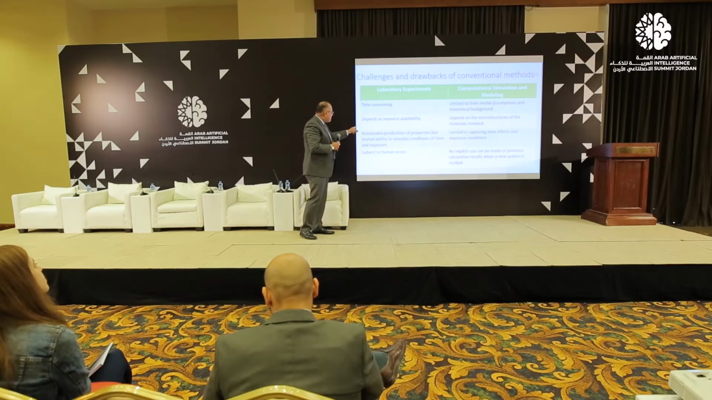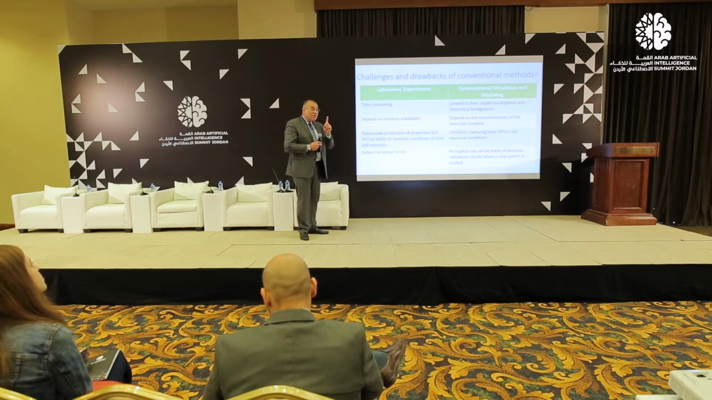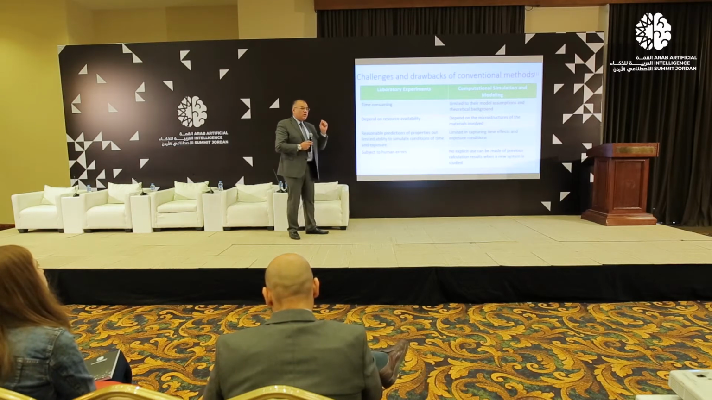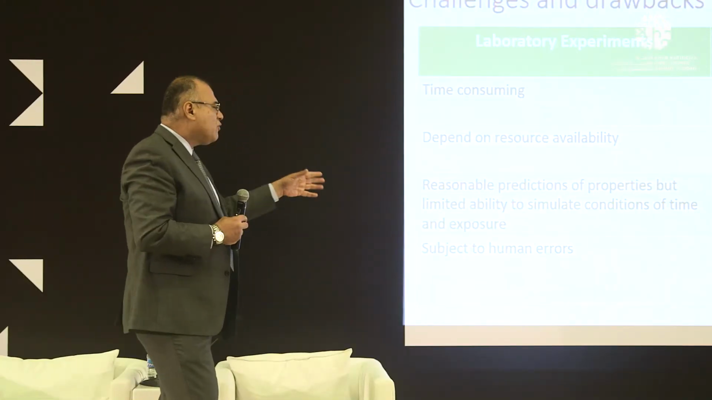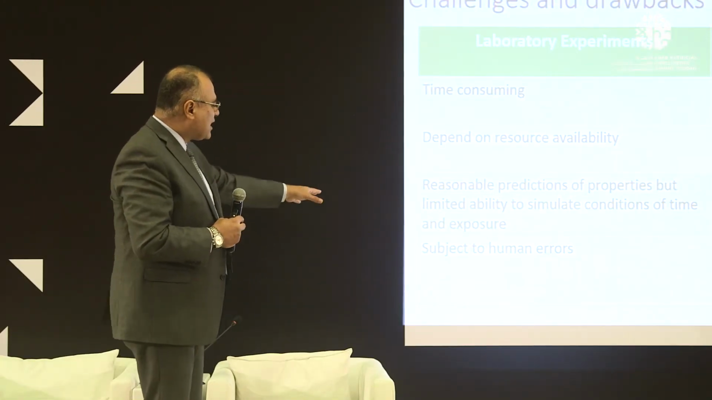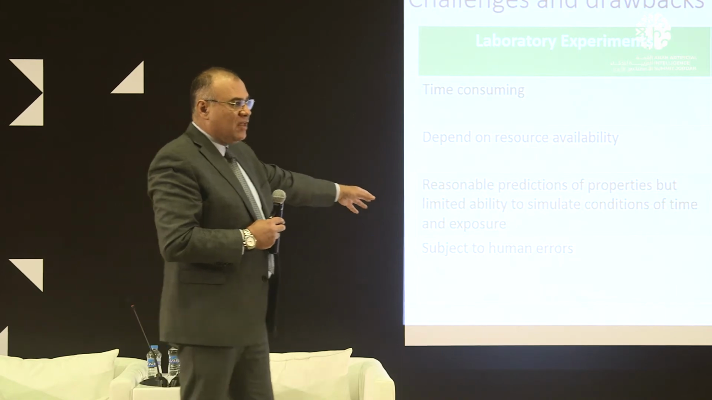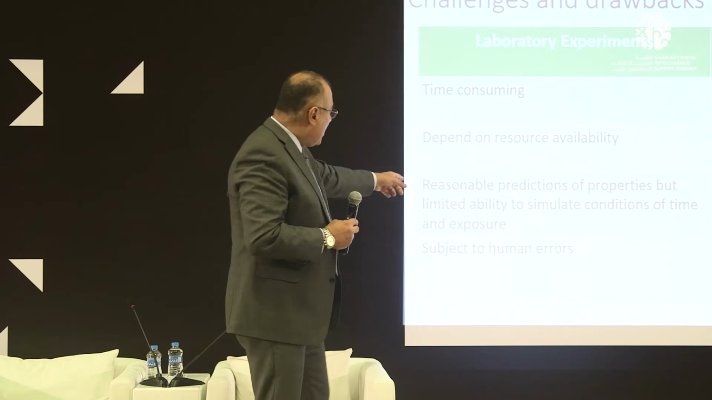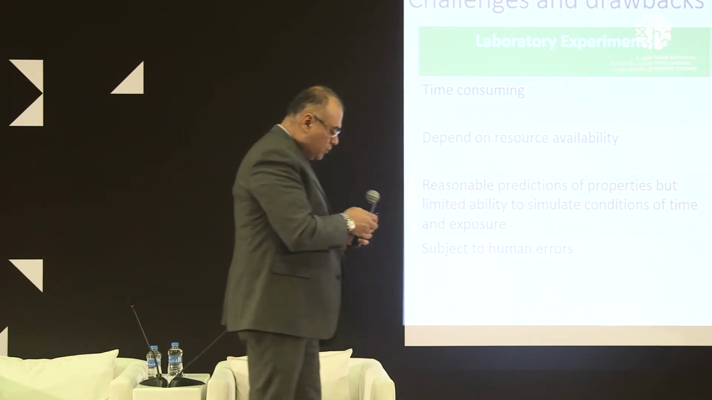I believe we have reasonable prediction of properties. So you give me a material, I can predict the property, but we are extremely limited in our ability to simulate what's going to happen to this material under normal conditions. And of course, it's subject to human errors, which is not a big deal. That's okay. We can even predict how much the human error is from repeatability and reproducibility. But this is, I believe, the biggest issue.